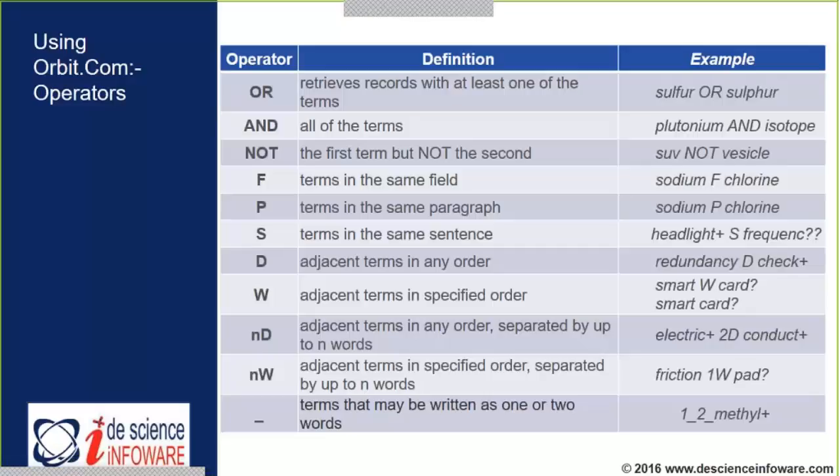So if you use the AND operator, plutonium can be in the title and isotope can be in the abstract. I don't want that noise. I want both keywords to be in the same field. So it is a more specific operator.